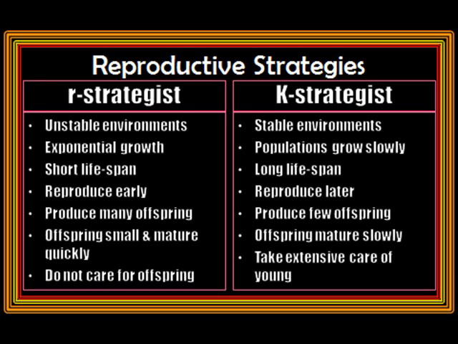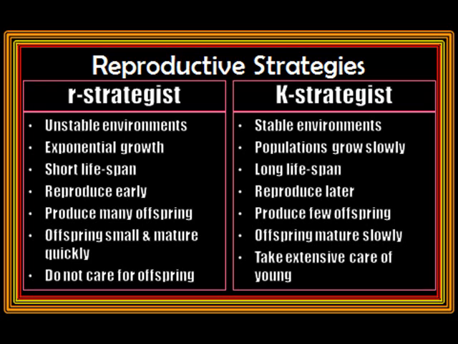They have short lifespans, they reproduce very early in life, and when they reproduce, they're churning out a lot of babies. Those babies are small, they mature quickly, and they then go on to produce their own offspring very quickly as well. These organisms don't put a lot of energy into raising their offspring, they don't care for them.